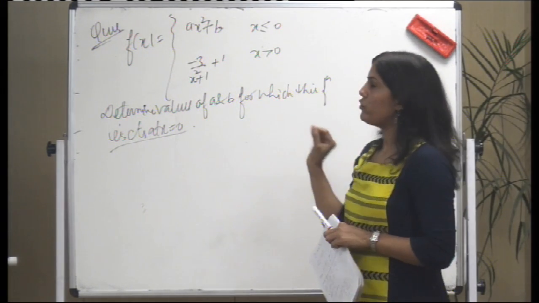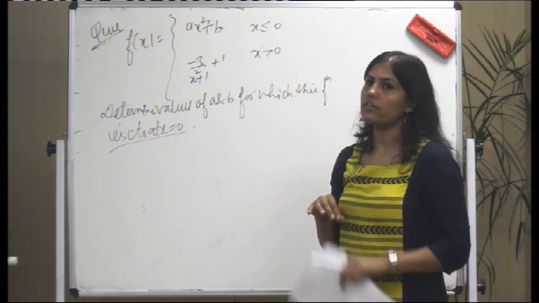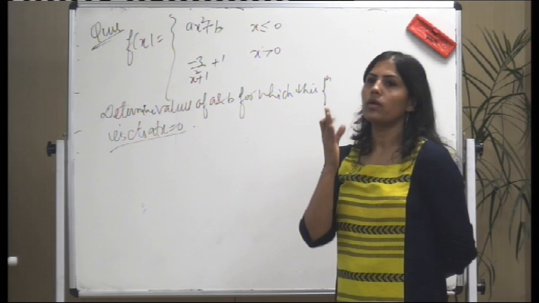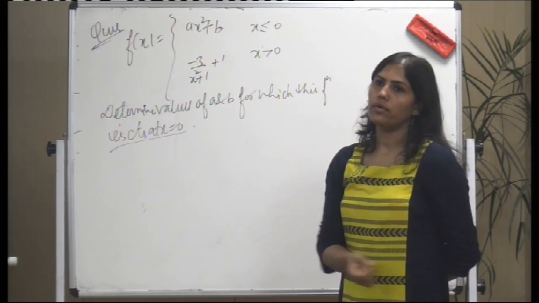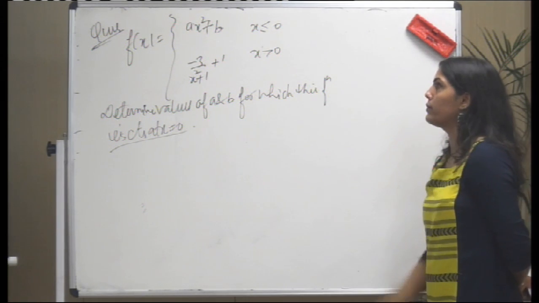Now tell me for what values of a and b this function will be continuous at x equal to 0. Continuous means f(0) is equal to the right hand limit equal to the left hand limit. Please do it and tell me what values of b and a you are getting.